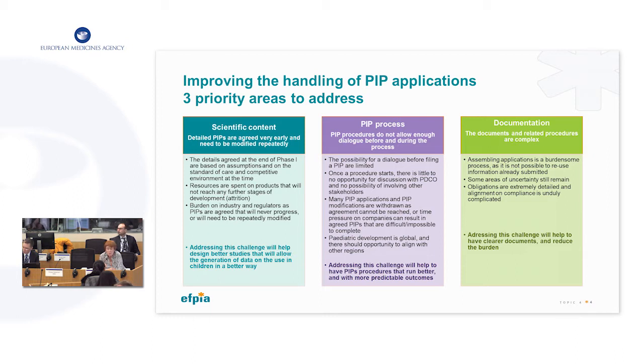Many PIP applications and PIP modifications are actually withdrawn because we do not get to an agreement. And sometimes, because you need a PIP to file your adult indication, as time goes on and on, as a company you accept a PIP that might not be manageable just because you need to be able to file for that adult indication. And also, you heard it again and again, pediatric development is global, and we need the opportunity to align across regions. I think that was clearly identified. So addressing this challenge will help to have procedures that run better and with more predictable outcomes.